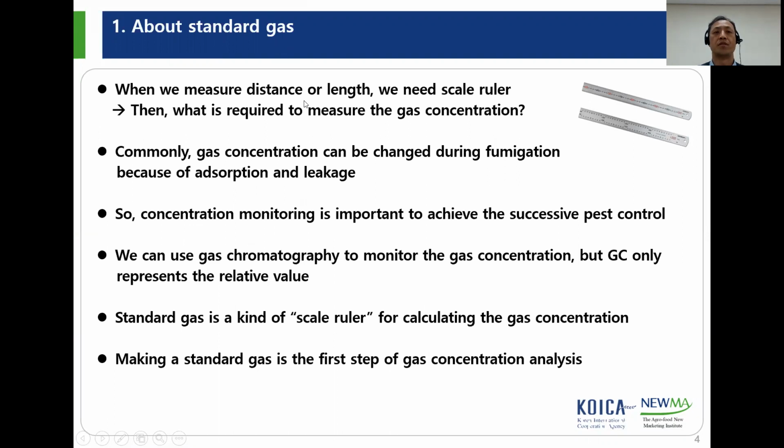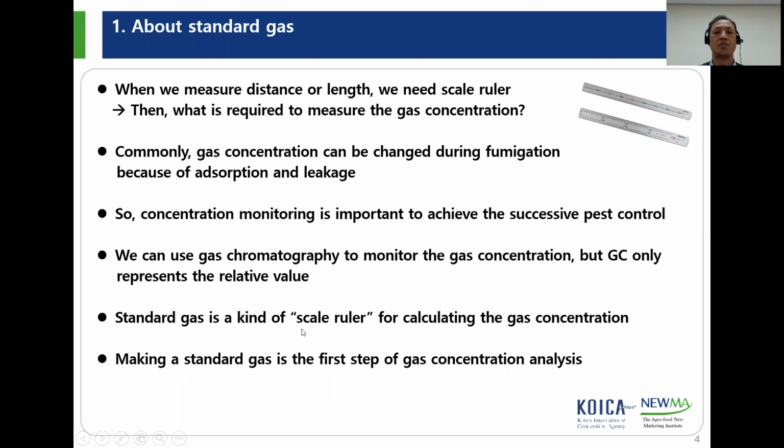When we measure distance or length, we need a scale ruler like this. Then what is required to measure the gas concentration? Commonly, gas concentration can change during fumigation because of absorption and leakage. So, concentration monitoring is important to achieve successful pest control. We can use gas chromatography to monitor the gas concentration, but this only represents a relative value.